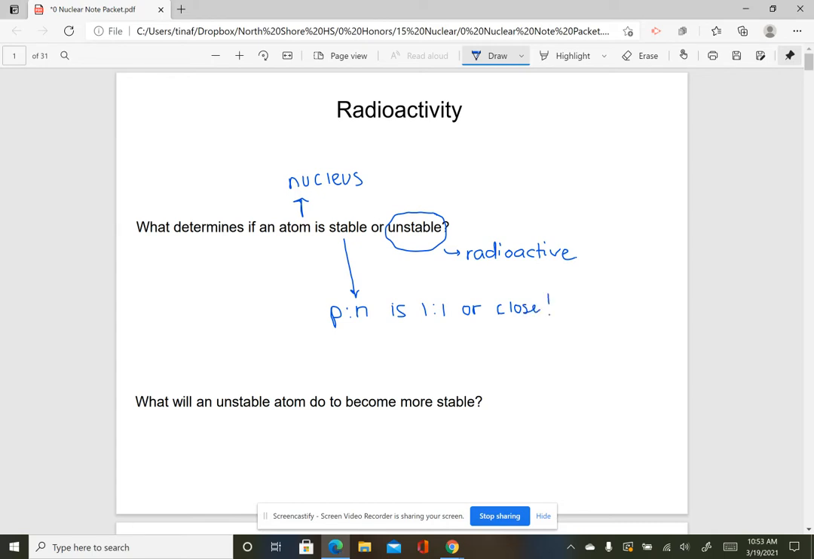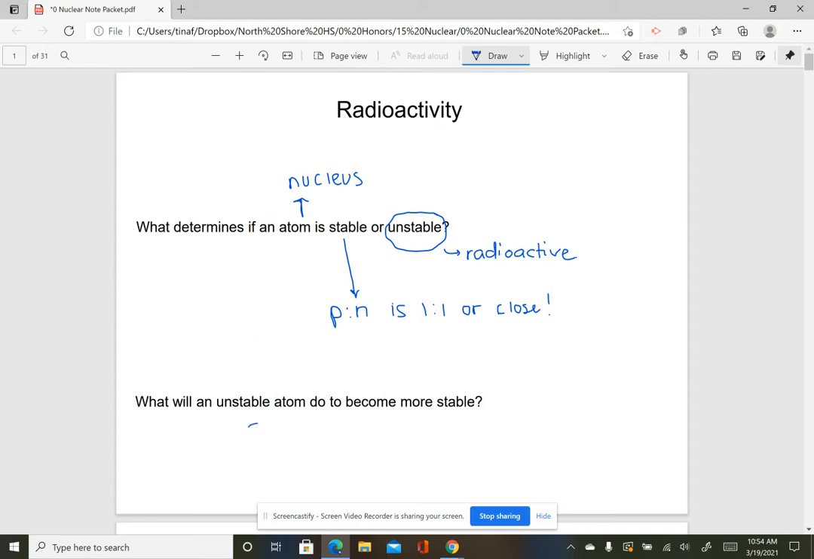Once we start getting into heavier elements and our number of neutrons is much higher than our number of protons, that's when we start to get unstable nuclei, and we can call those isotopes radioactive isotopes. So just like in a chemical reaction, where if the valence electron shell is not full, it'll do something to get stable, it will bond. An unstable nucleus is also going to do something to try to get more stable.